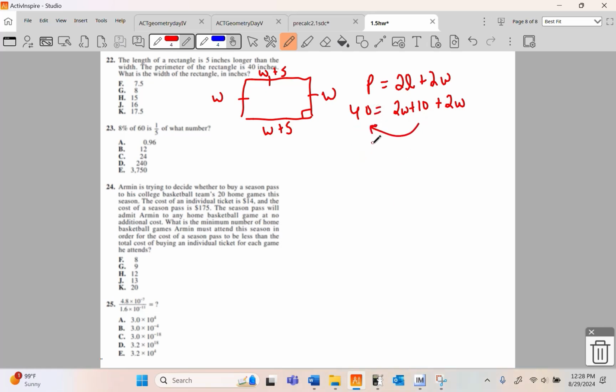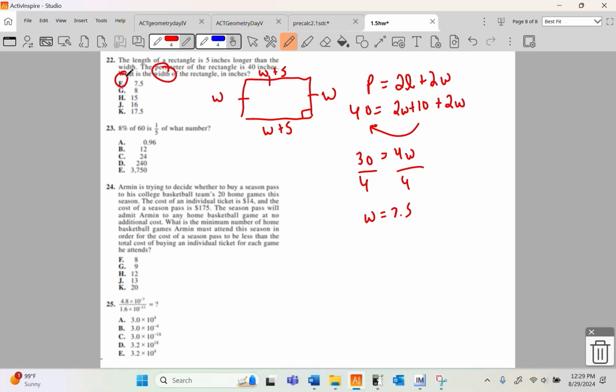I subtract 10, and I get 30. So 30 equals 4 widths. I divide by 4. And as tired as I am, I believe that's 7.5. A width is 7.5, which is exactly what they're asking for, width.